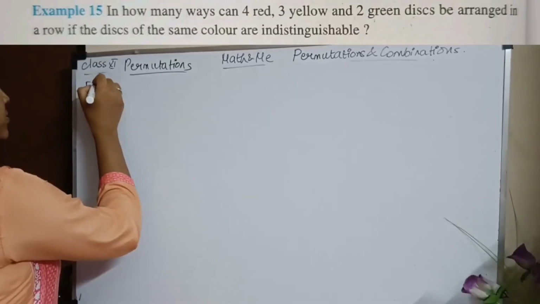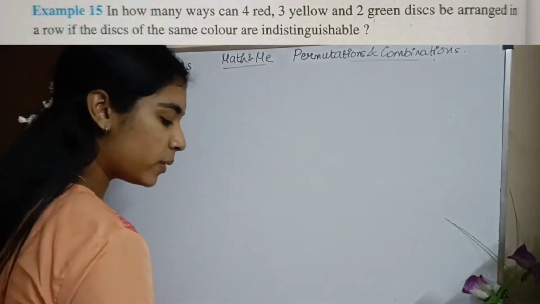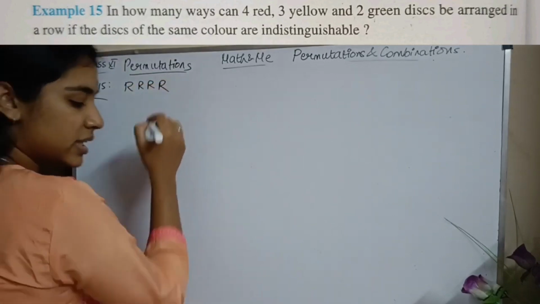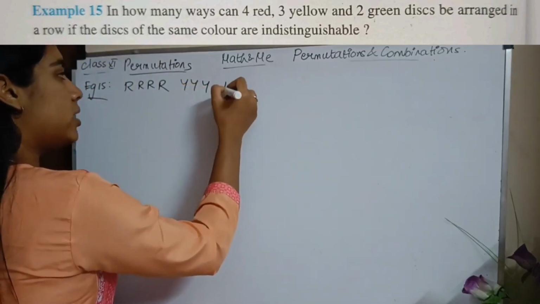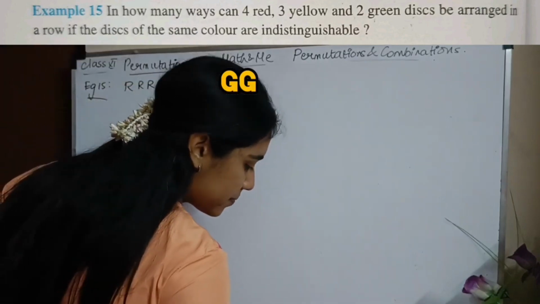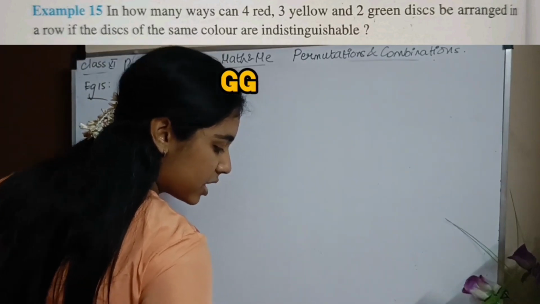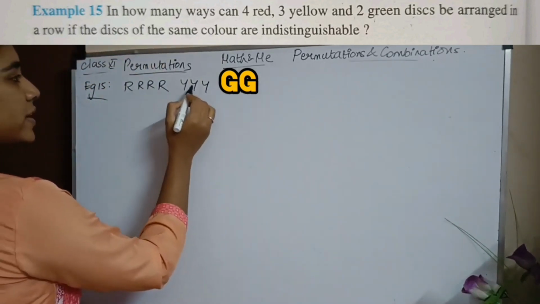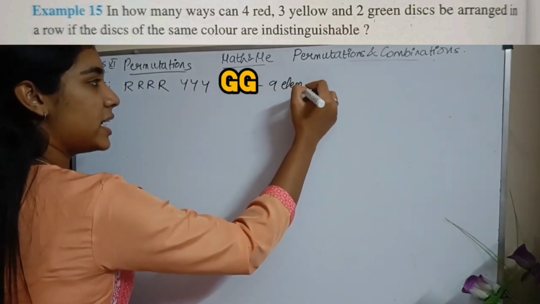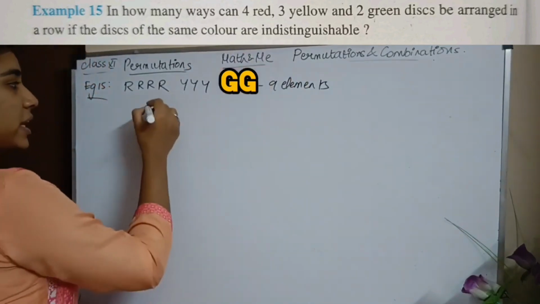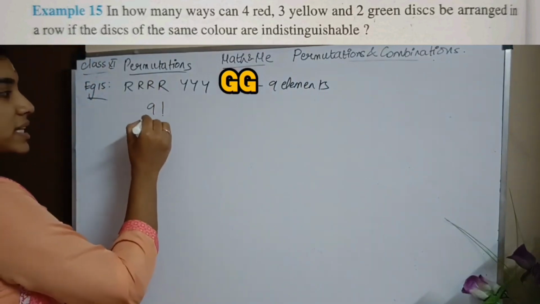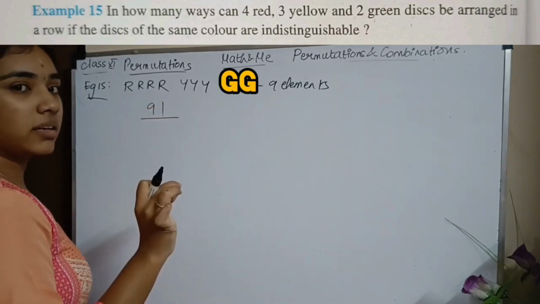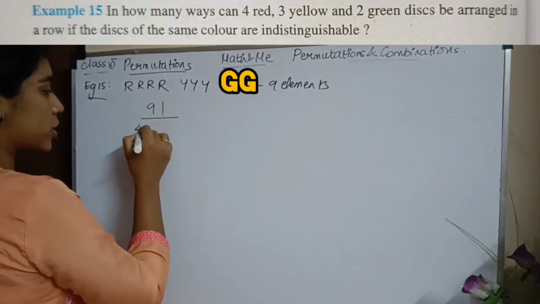Example 15. In how many ways can 4 red, 3 yellow and 2 green discs be placed if the discs of the same color are indistinguishable? So, how many elements do you have in total? 1, 2, 3, 4, 5, 6, 7, 8, 9. So, I have 9 elements in total, which can be arranged in 9 factorial ways. But they say that the discs are indistinguishable. That means all the 4 reds look alike. So, how many reds do I have? 4. So, it will be 4 factorial.